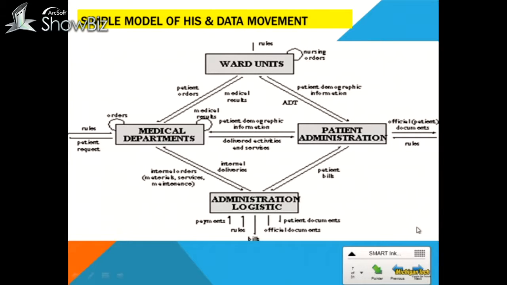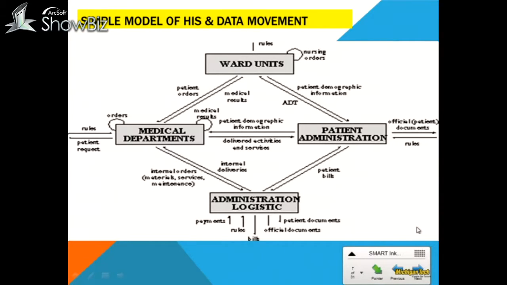So this is just to show a simple model of a health information system and the data movement. You can see here, we just show a simple one in the hospital. For example, there are ward units, patient administration, medical departments, and medicine logistics. For each department, we have data. We collect data and input it into the computer. Then different departments have data movement.